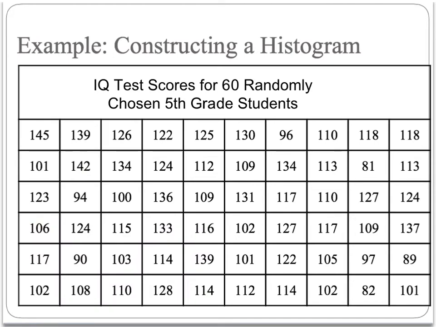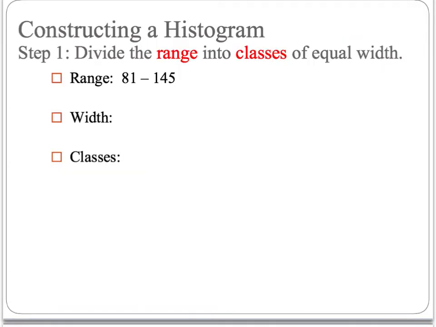Today we're going to construct a histogram based on this data set. We have IQ scores for 60 randomly chosen 5th grade students, and those scores range from 81 being the lowest to 145 at the highest. The first step in constructing a histogram is to divide the range into classes of equal width.